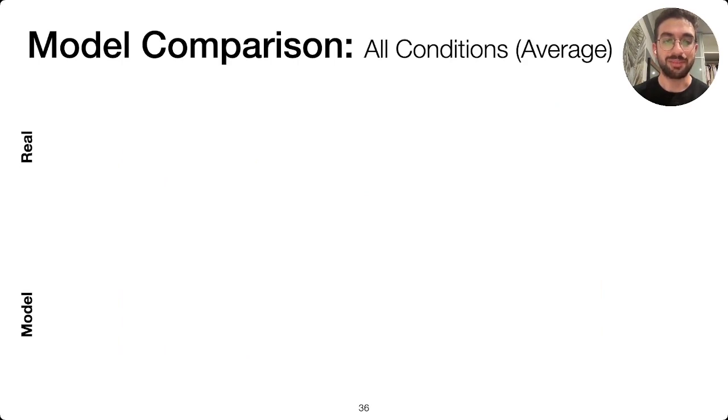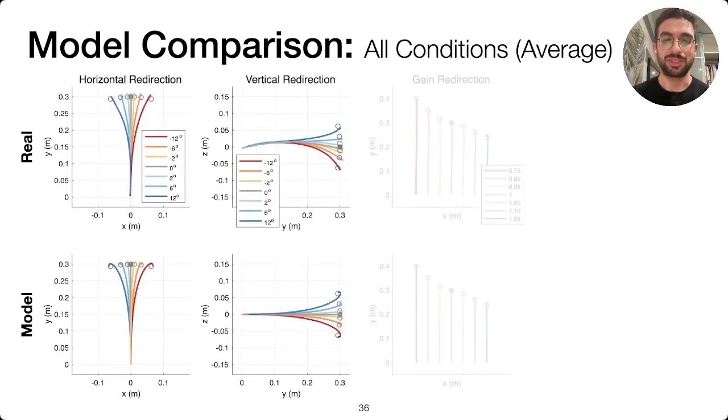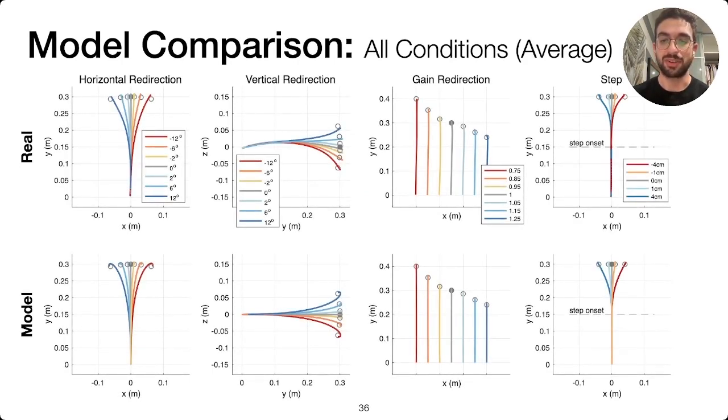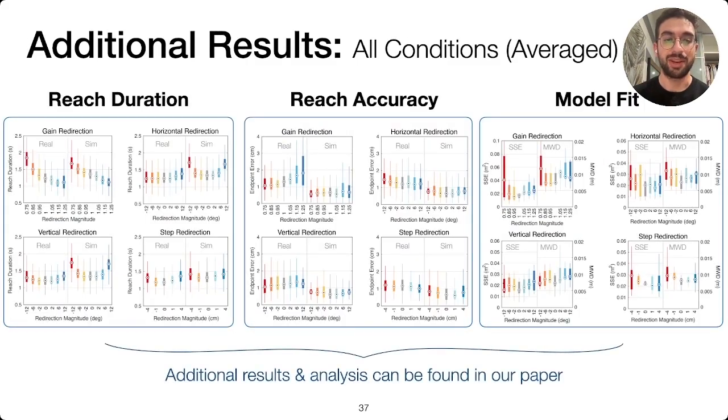Across all redirection types, simulation tended to produce results that mirrored real-world data in terms of their trajectories, which are shown here. Here, the top row is showing the average reach trajectories across all participants for each redirection type and level, while the bottom row shows the corresponding simulated trajectories. For additional results comparing reach duration and reach accuracy for all conditions and details about how we computed model fit, please refer to our paper.